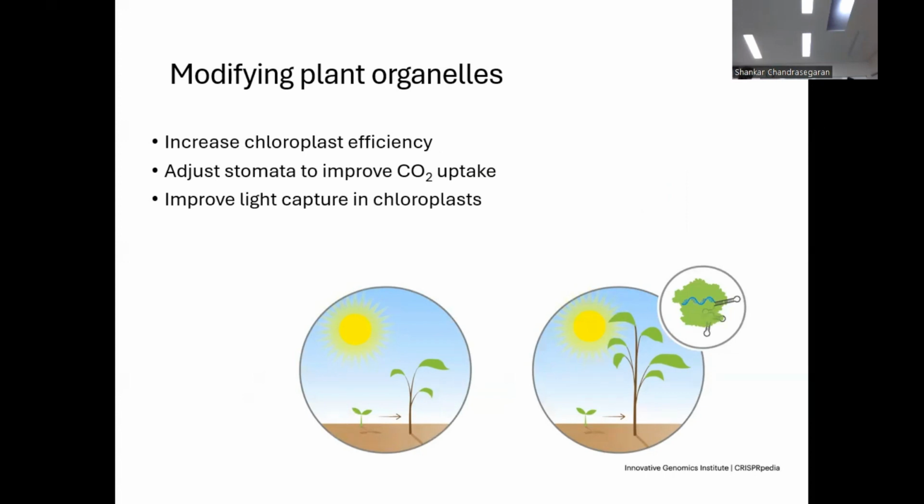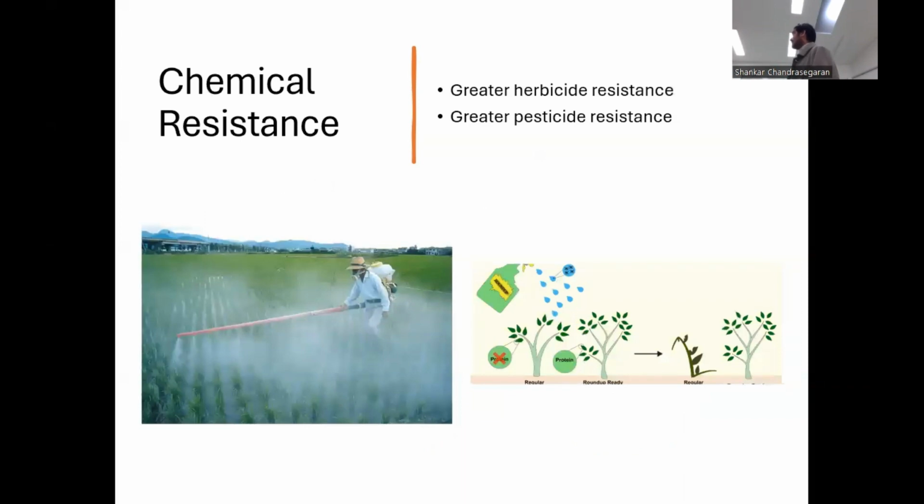Next thing is, like I said, improving plant organelles such that they do photosynthesis better. They have a better chloroplast that can carry it out better. They have a better stomata such that it takes up CO2 better. And then lastly is improving the light capture of the chloroplast such that it absorbs more sunlight to be stored and used later in the light independent reaction. And like I said, herbicide and pesticide resistance.